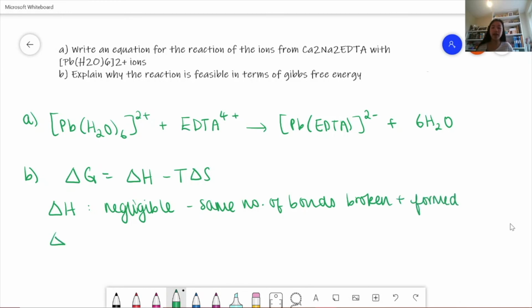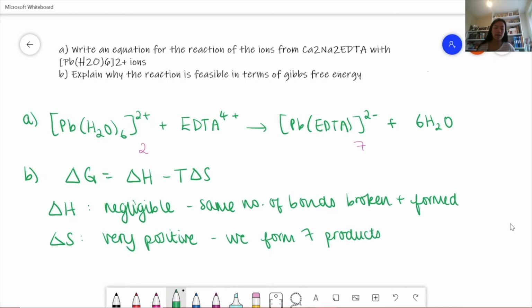And then for delta S, if we count all the products and the reactants, so products we have 7, and the reactants we have 2, and so that means that this is very positive because we form 7 products from 2 reactants.